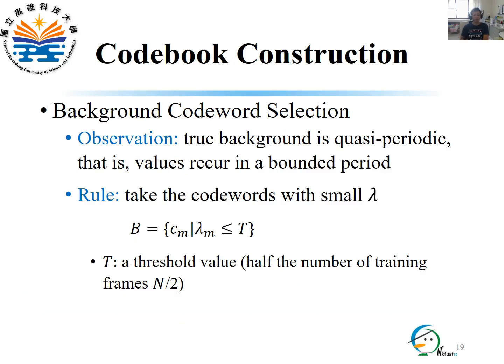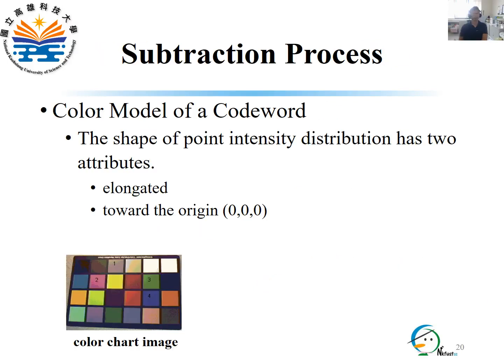According to this analysis, we observe that the true background is quasi-periodic. That is, values recur in a bounded period. Thus, the rule to select background cohorts is to take the ones with small lambda. Here, T is a threshold for selection. In this paper, it is set as half the number of training frames, that is N over 2. So far, we have constructed a codebook consisting of cohorts for describing background points.